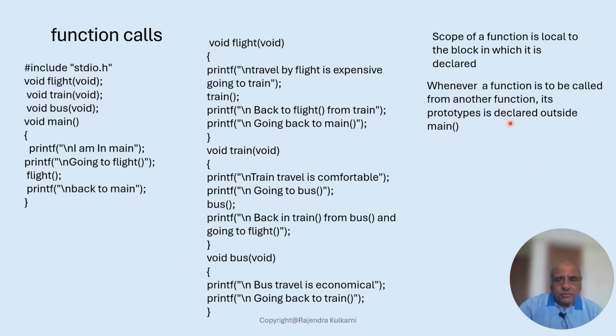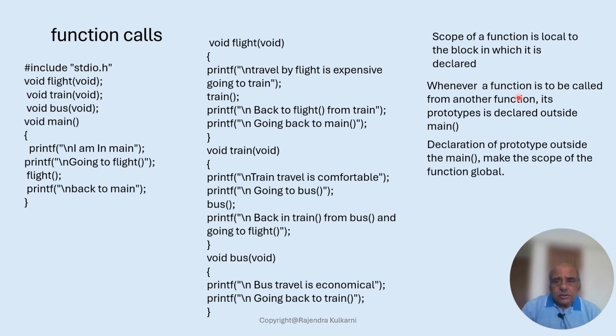Whenever a function is called from another function, its prototype is declared outside main. The declaration of prototype outside the main makes the scope of the function global. So all these three functions are global in nature. They are known to all the functions in this file, in this program.